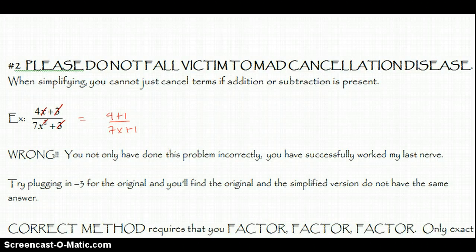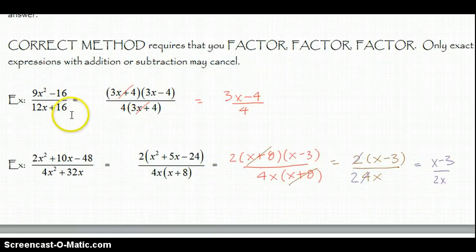You have worked my last nerve. So the correct method requires you to just keep factoring. So if you take a look here, we've got 9x squared minus 16 on the top. So that is a difference, a subtraction of 2 perfect squares. Divide that up, 3x plus 4, 3x minus 4. The bottom, oh no, it's not a trinomial. It means it's easier to do.